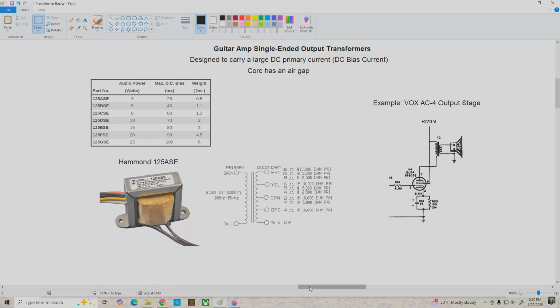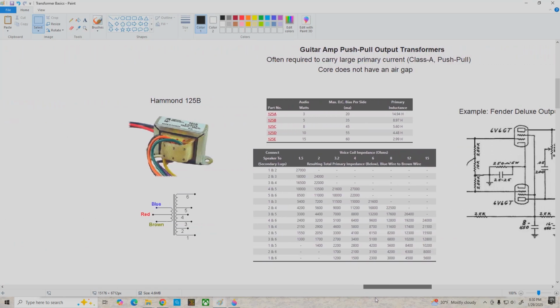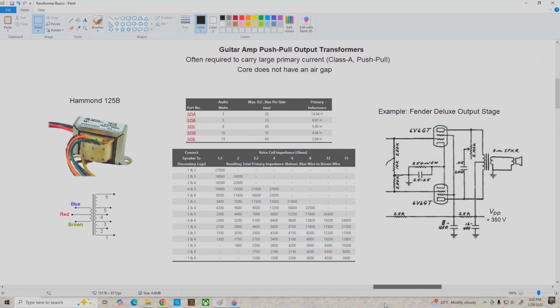And let's finish up by going over and taking a look at a push-pull output transformer. In this case, we're going to look at the Hammond 125B. It's shown here, and here's its schematic symbol. And if we look at its specifications up here, the 125B is rated for a maximum output of 5 watts RMS, and it can handle a bias current of 35 milliamps per side.